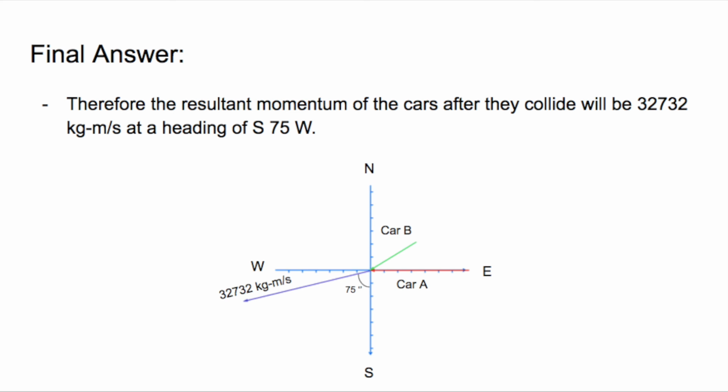So now that we've figured out the magnitude and the direction of the resultant vector, we can formulate our final answer, which is, therefore, the resultant momentum of the cars after they collide will be 32,732 kilograms meters per second at a heading of south 75 degrees west. And here's a vector diagram basically to sum up everything we just did in this question.